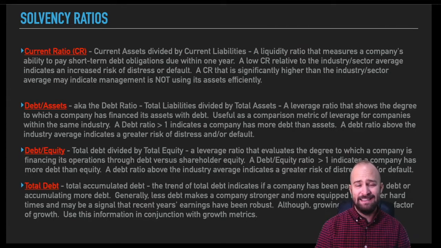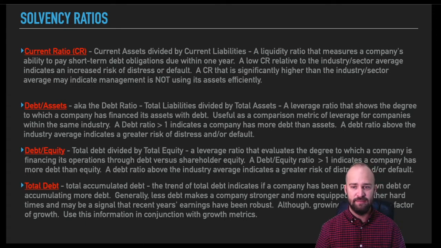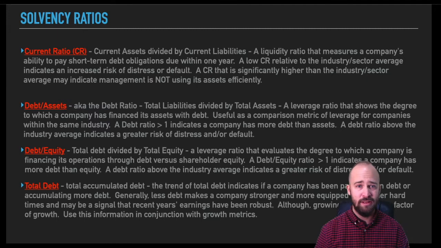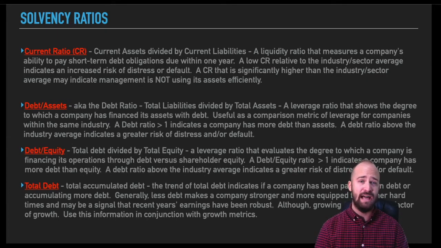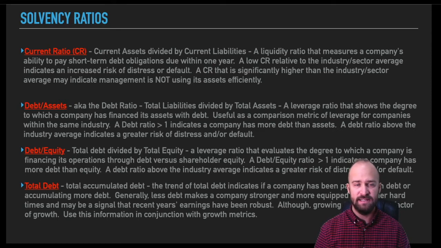To that end, the debt to equity ratio is similar. It takes the total debt divided by total equity. It's a leverage ratio that evaluates the degree to which a company is financing its operations through debt versus shareholder equity. Again, a debt ratio above industry and sector averages indicates a greater risk of financial distress, while a debt ratio significantly below the industry and sector averages might indicate that a company is over-relying on equity to finance its business, and that could be costly and inefficient.